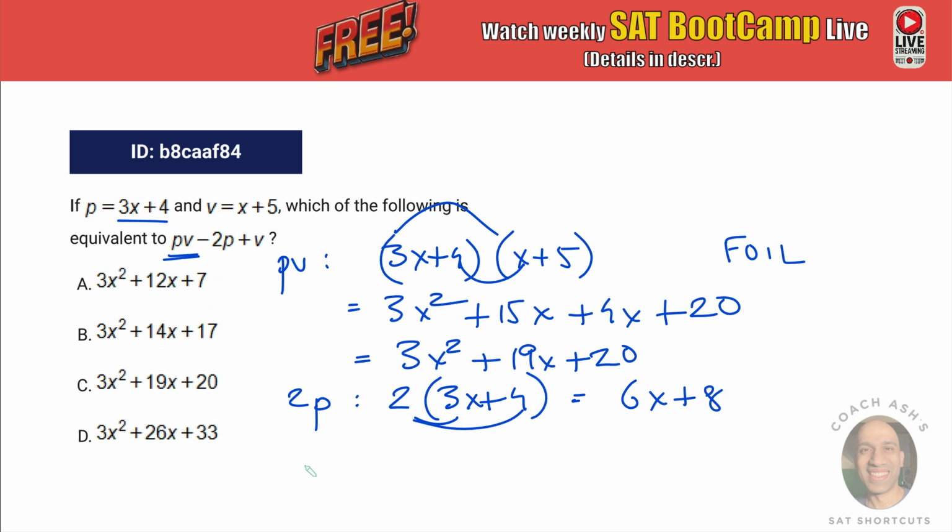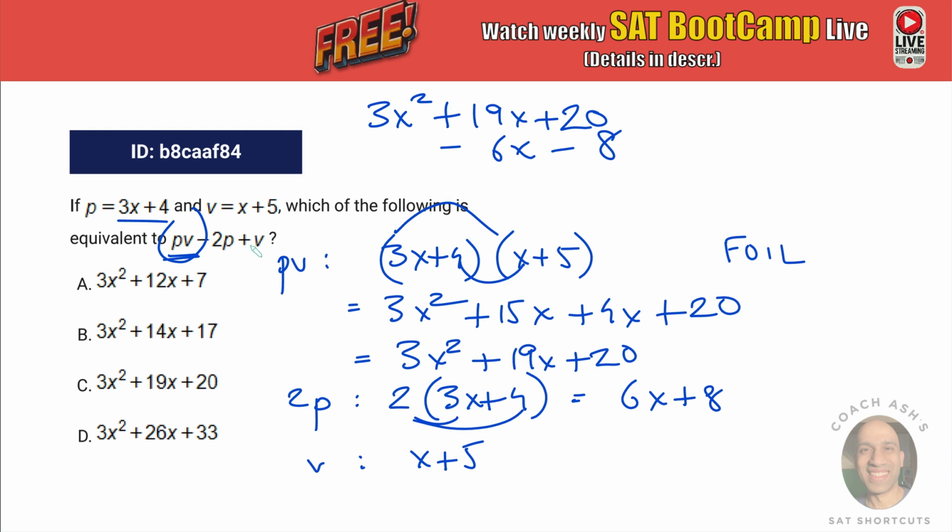And then the last thing is v. Just copy down this v here. So all we need to do is you've got PV, which is this value, 3x squared plus 19x plus 20. And then you subtract the 2p, which is minus 6x minus 8. And then you add the v, which is plus x plus 5.